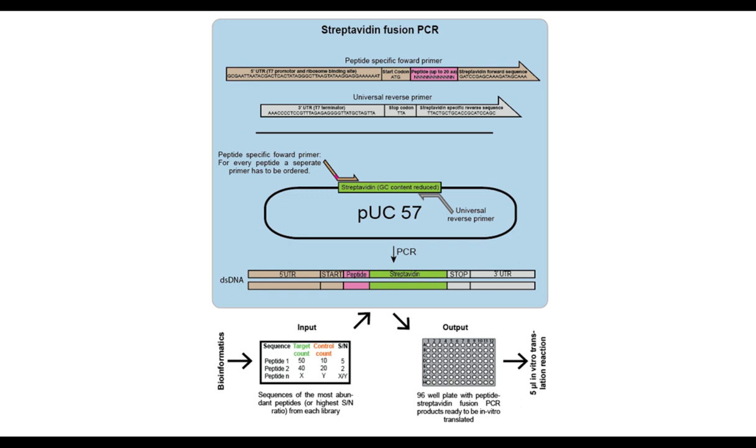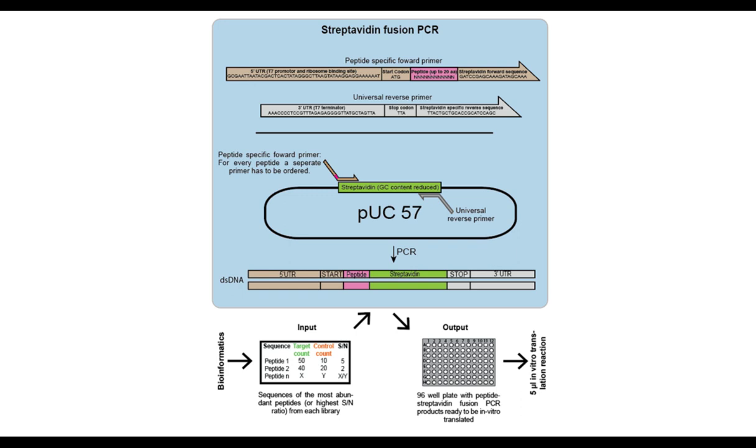Then you do another PCR reaction, and you use a regular POC 57, for instance, with a streptavidin insert. I would recommend reducing the GC content, because the GC content of streptavidin is extremely high, and you can get problems in the PCR. So you need to order a GC content reduced version. Now you do the PCR, and you end up with a double-stranded DNA product of the 5' untranslated region, a start codon, the peptide of your interest, and remember this is DNA, the streptavidin stop, as well as the 3' untranslated region.